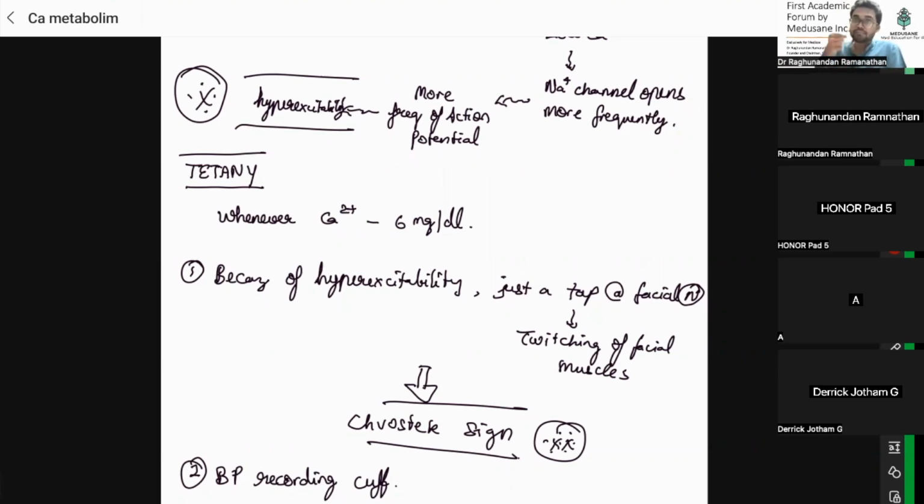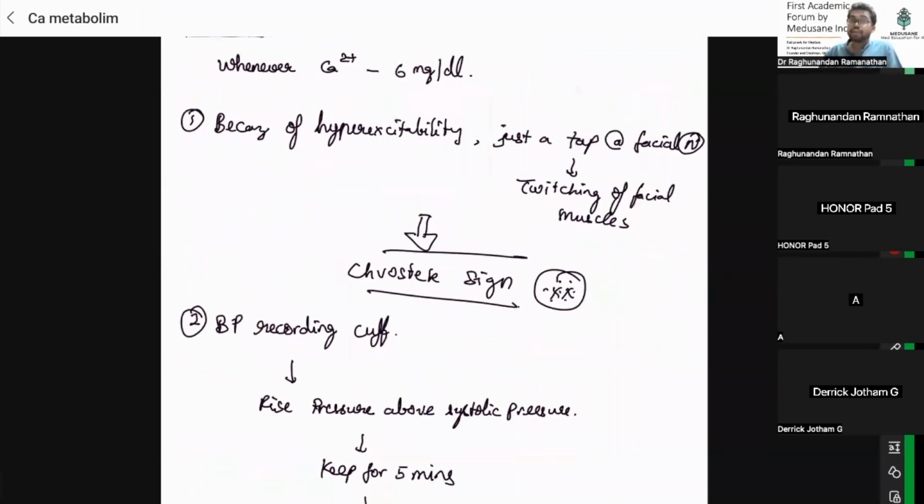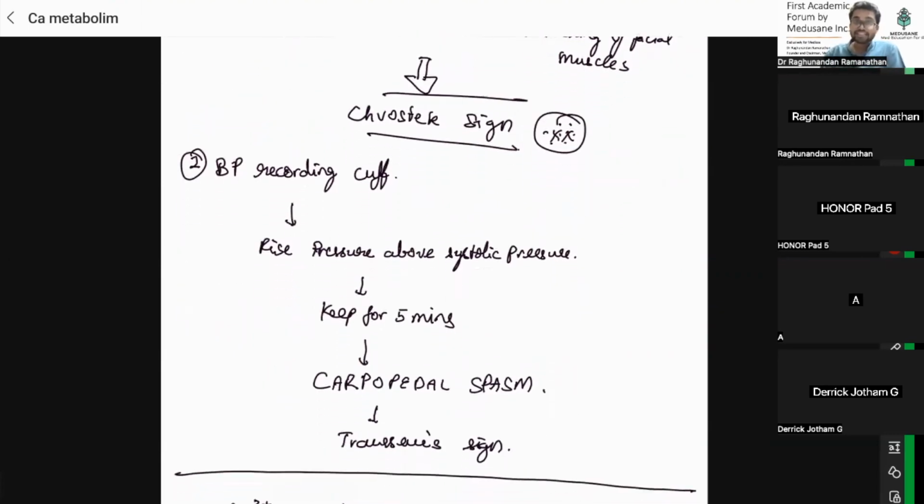What should the pressure be above? It should be above the systolic blood pressure. When you raise your blood pressure cuff, your BP recording cuff, and keep it for 5 minutes, there is going to be a carpopedal spasm. Carpopedal spasm. This is called Trousseau's sign.